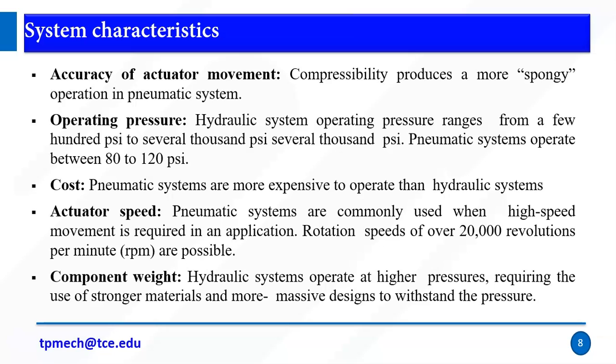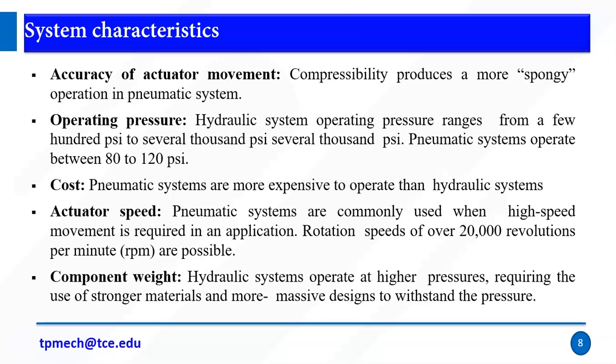Again, the system characteristics. In terms of system characteristics, the accuracy of actuator movement. Actuator means output device. Compressibility produces a more spongy operation in a pneumatic system. So we know that air is compressible in nature. So it may create some slow movements, right? So it is one of the disadvantages or limitations of the pneumatic system.